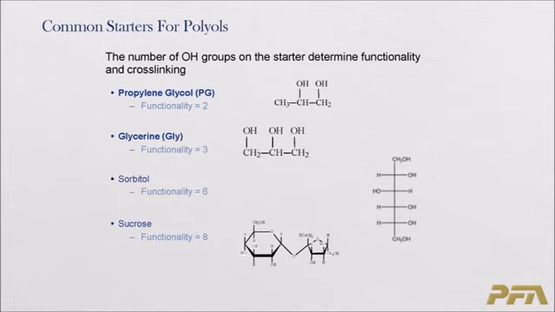And some examples of what some of the typical starters are. If you wanted to make a diol, you might start out with something like propylene glycol. Glycerin is the most common triol starter. If you want to make higher functional materials, the two most common ones are sucrose and sorbitol for flexible foams. For rigid foams, there's probably a whole laundry list of different types of starters to make other types of polyols.